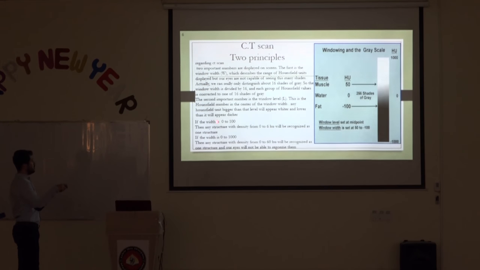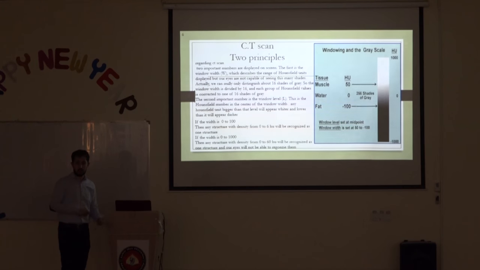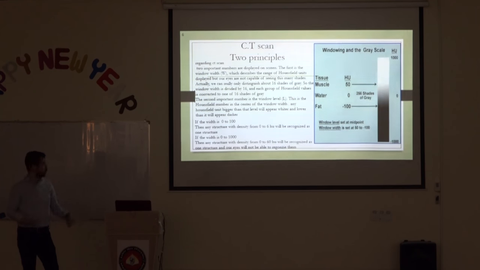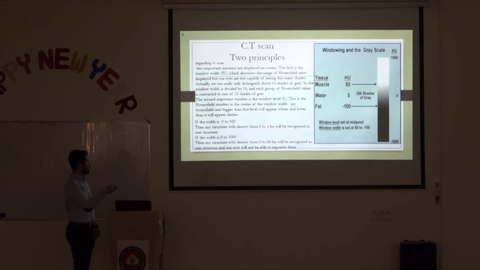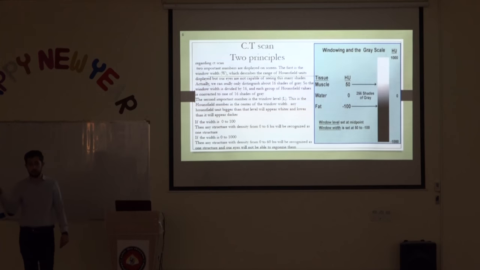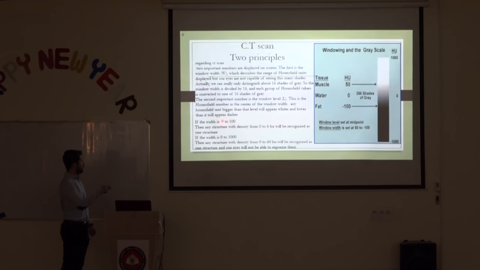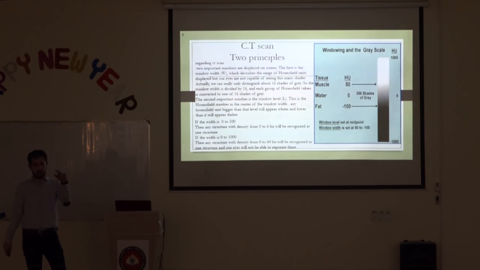For example, if the window width for the CT ranges from 0 to 100, as we said that our eyes can distinguish only 16 shades of gray, every structure with a Hounsfield unit from 0 to 6 will look similar in the CT. But if we make the width larger, for example from 0 to 1000, then every structure from 0 to 60 Hounsfield units will appear similar. So the distinguishability will decrease.